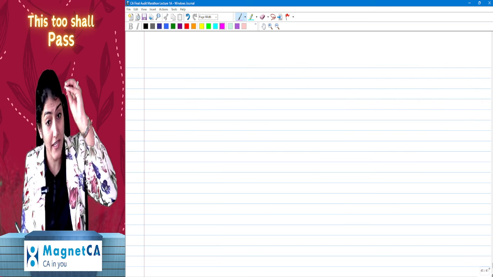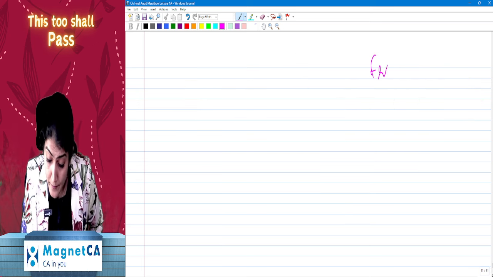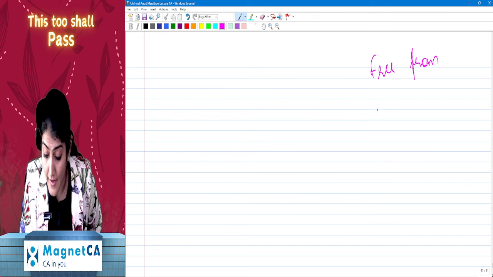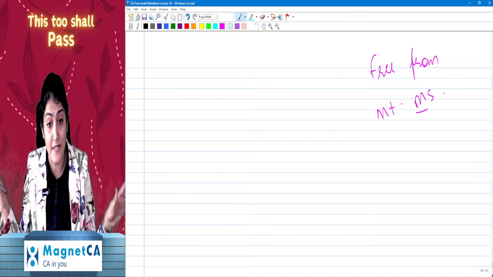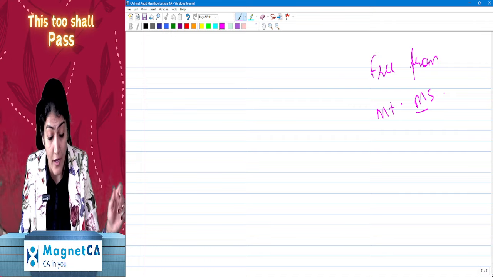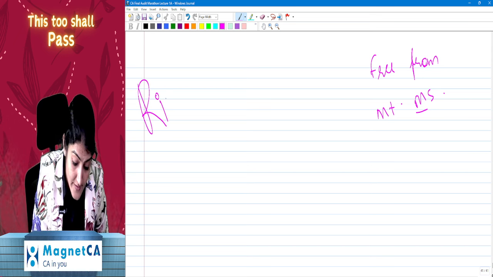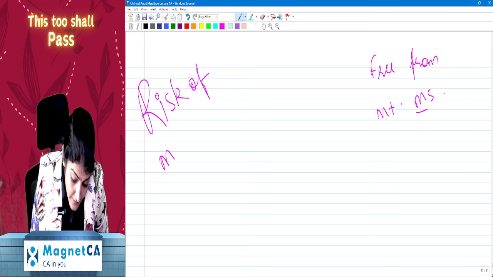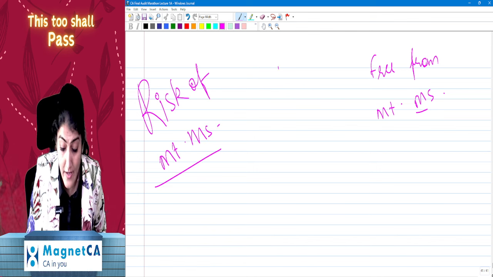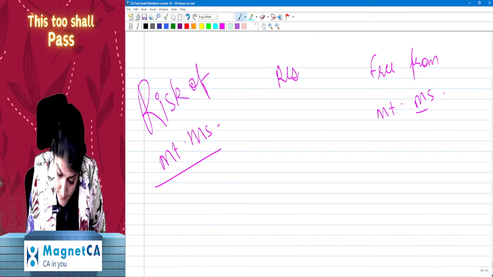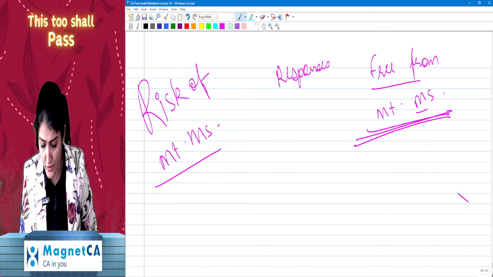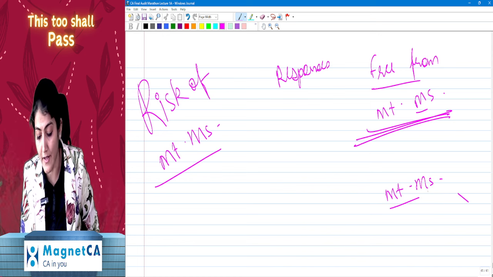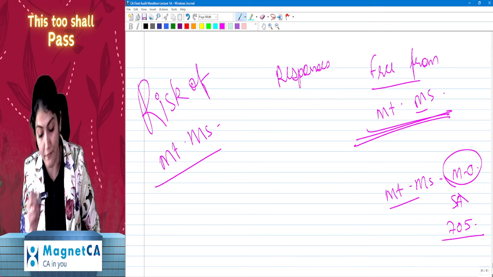So that is how you try to get the financial statements free from material misstatement. See, what is our objective? To obtain reasonable assurance that financial statements are free from material misstatement, whether due to fraud or error. What is our starting point? We start with where there is a risk of material misstatement, then we respond to the assessed risk, and then we say they are free, or we say they are not free, there is material misstatement, and then we modify our opinion as per SA 705.